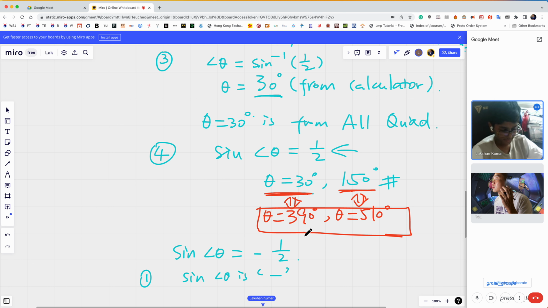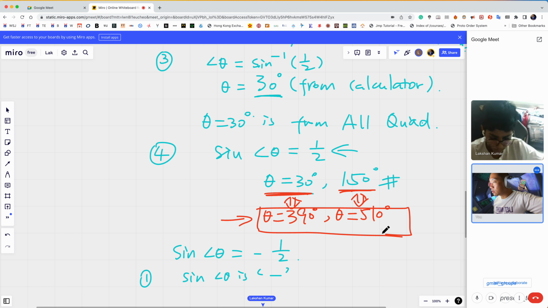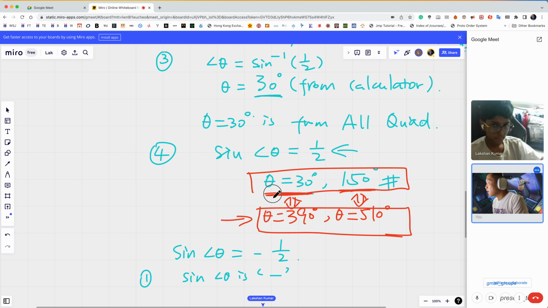Okay, so the question I want you to ask yourself is why we never continue to find out 390, 510, then another 360, another 360. Why do we stop at these two answers just now? Oh, because is it like the lowest number, like a ratio? No. So there is this very important concept in trigonometry. When you want to find theta, if you don't give me a range, I have infinity answers.